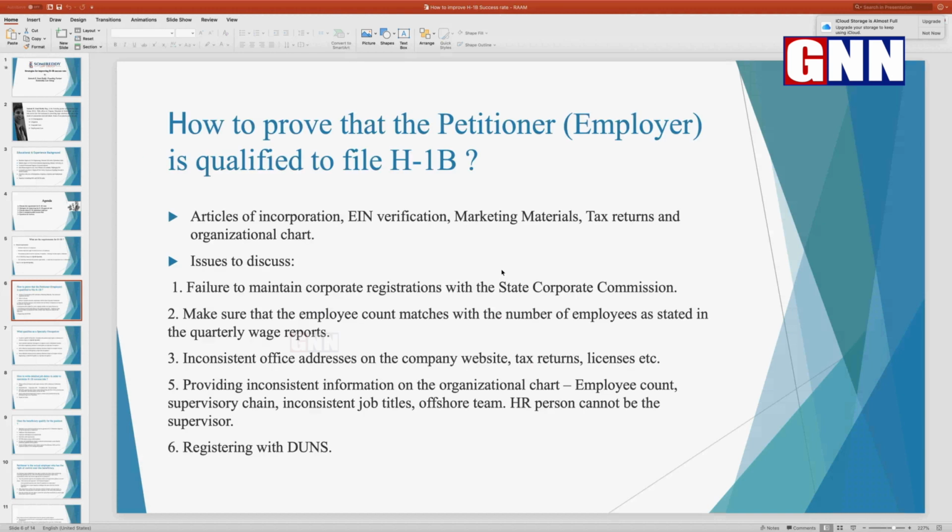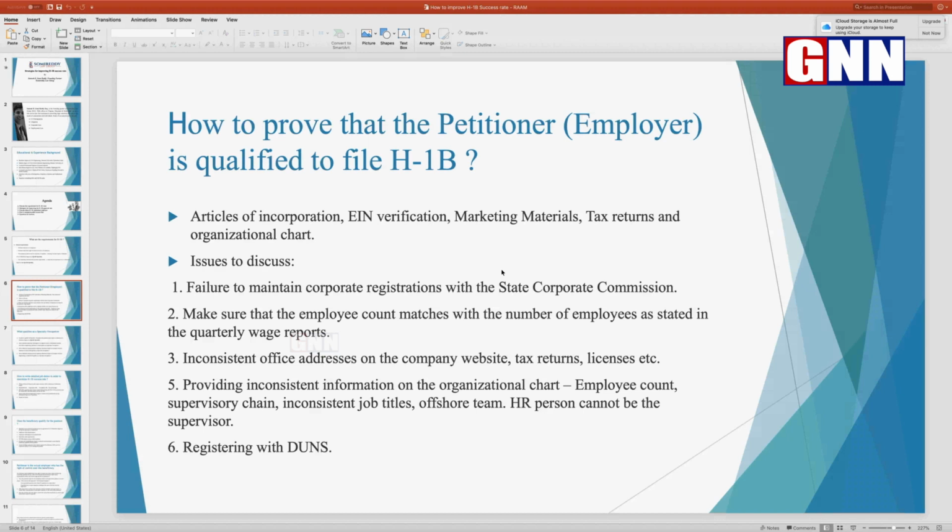First, how do you prove that the petitioner is a U.S. employer? You would typically provide the articles of incorporation, I-9 verification documents, marketing materials, tax returns, and an organization chart. But in recent times, I have seen various cases get affected for various reasons, and I'm going to go through those issues with you today.